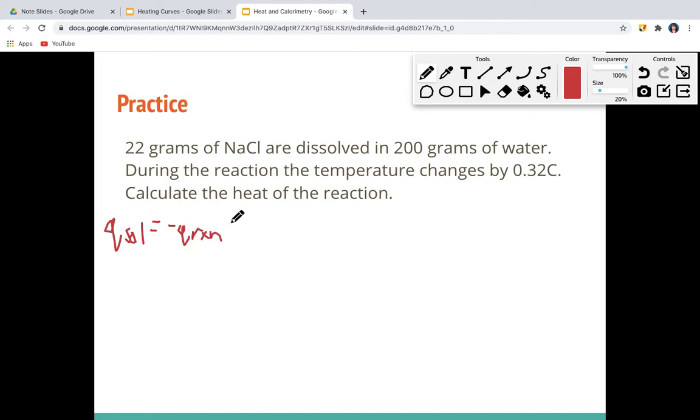Sorry about the bell. Which is a big old question mark. But what we do know, mass of our solution, we're going to take 200 plus 22, so that's 222 grams. And then we know our delta T. It said it changed by 0.32. And then our C, we're going to use water, 4.184.